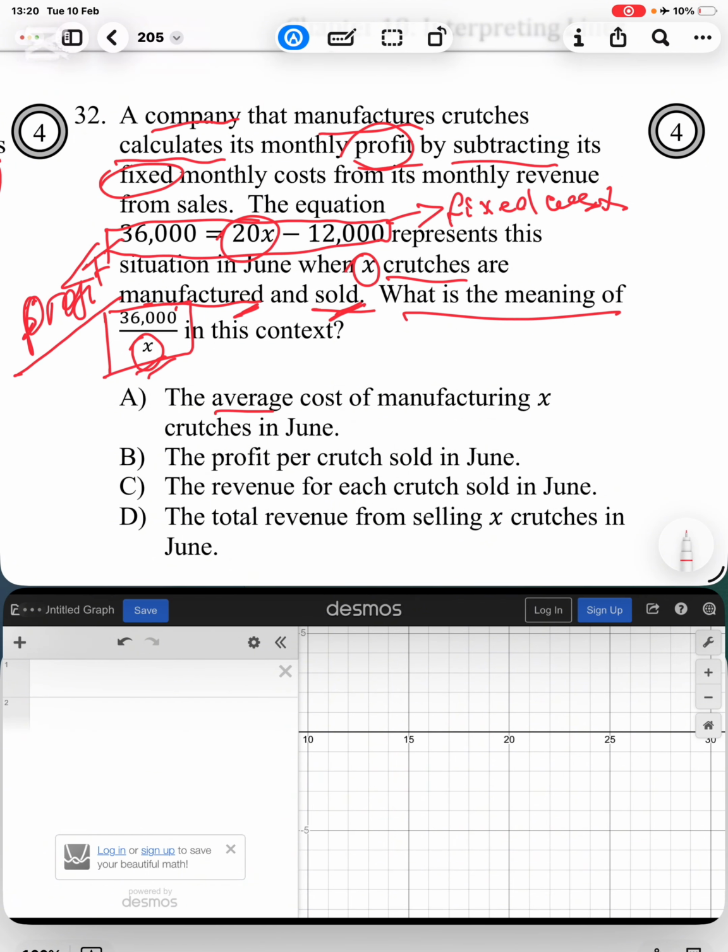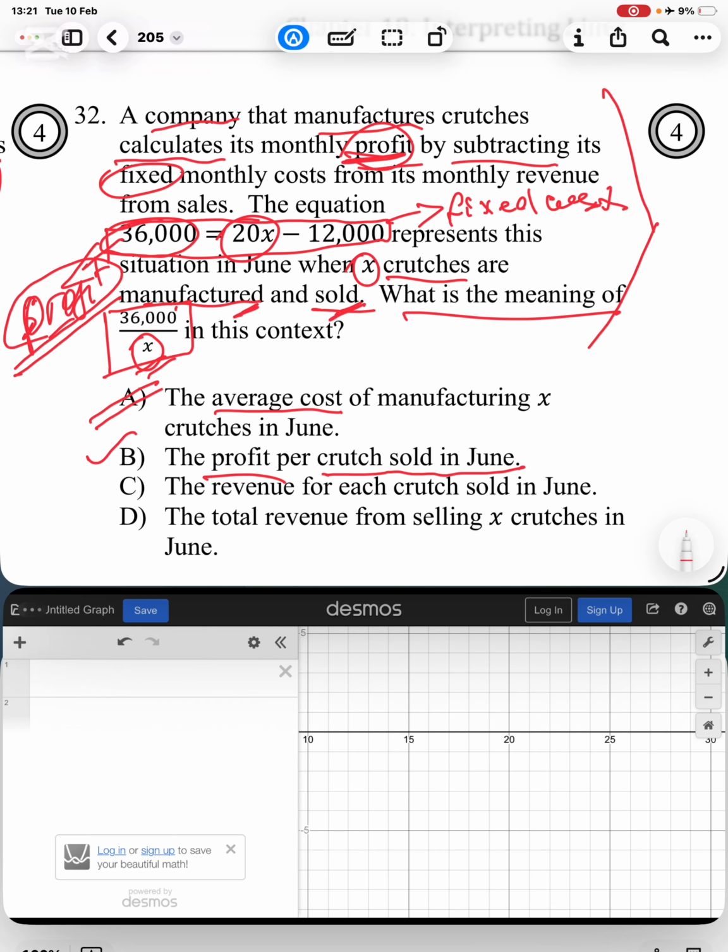It says the average cost. As you can see, we are not given any kind of average word here, right? It doesn't illustrate the average cost or fixed cost, so it should be eliminated. Profit per one sold in June. Yep, this can be selected, because 36,000 illustrates what? Profit, right? Just simply write it down here.